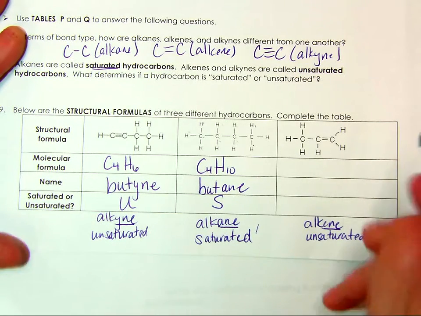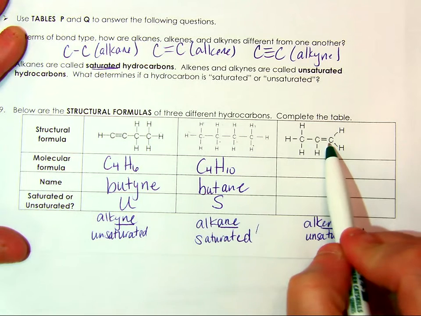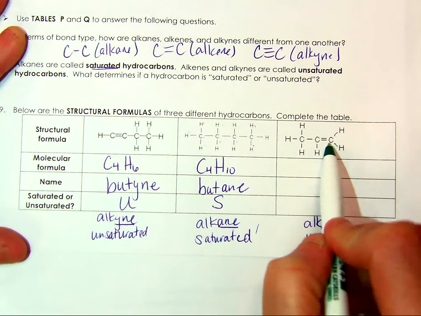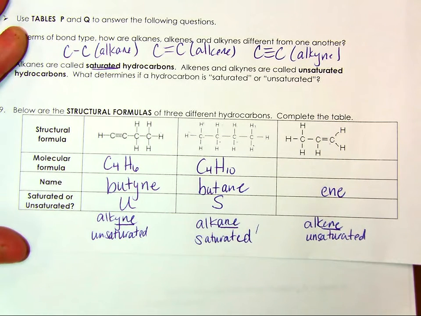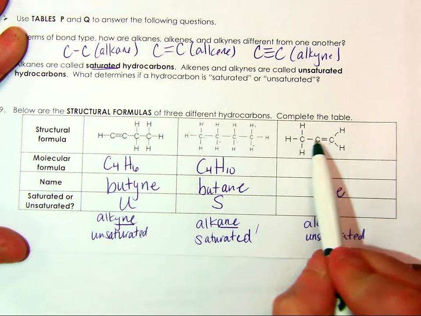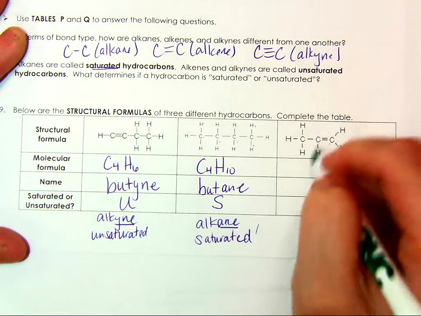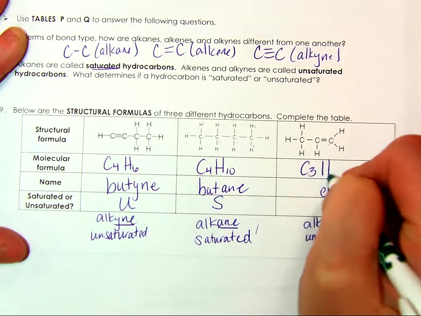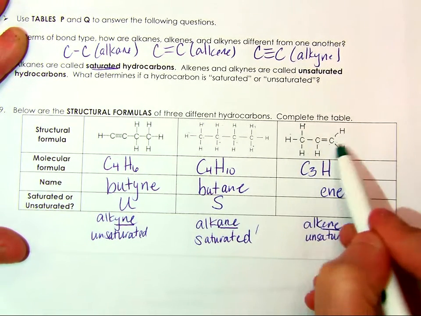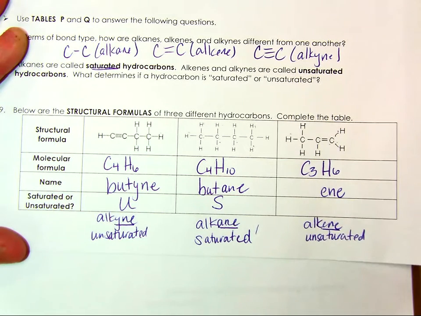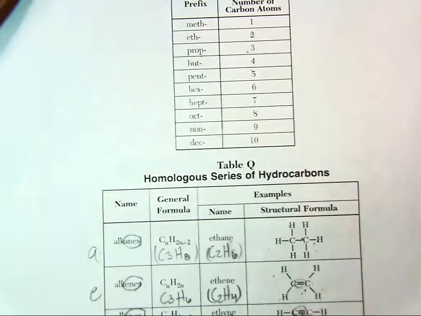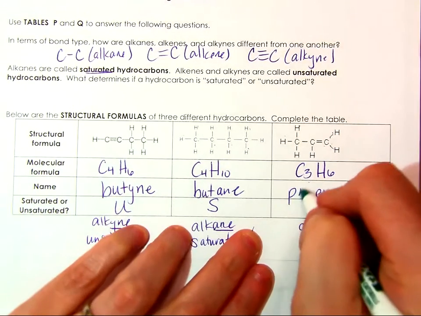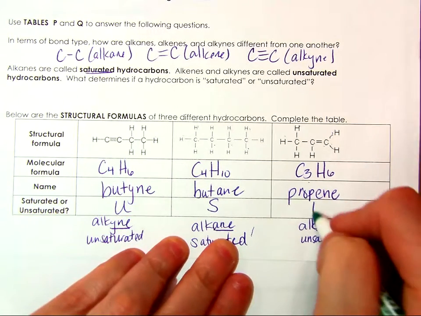And last but not least, we're looking at a double bond. So I know its last name is going to be ene. 1, 2, 3 carbons. And 1, 2, 3, 4, 5, 6 hydrogens. My 3 carbon prop, and that's going to be unsaturated.